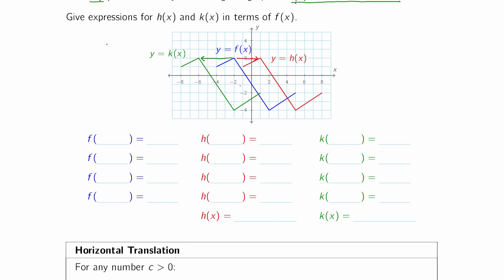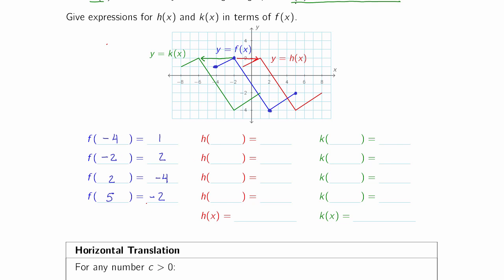So looking at the key points on the graph of f, we have a point at (-4, 1), so f of -4 is 1. We have a point at (-2, 2), so f of -2 is 2. We have a point at (2, -4), so f of 2 is -4. And then we have a point at (5, -2), so f of 5 is -2.